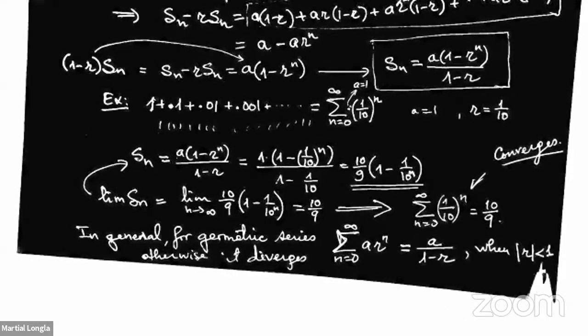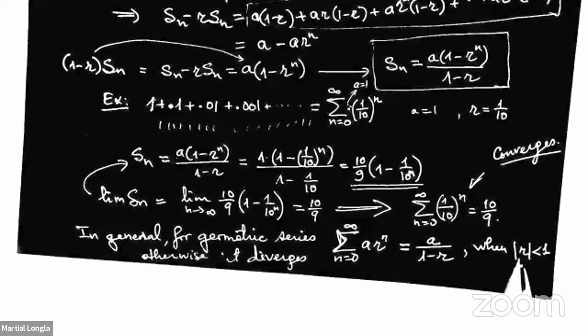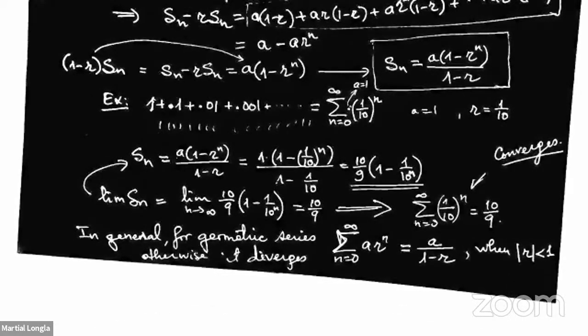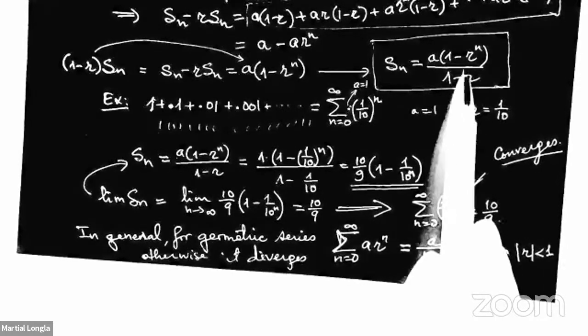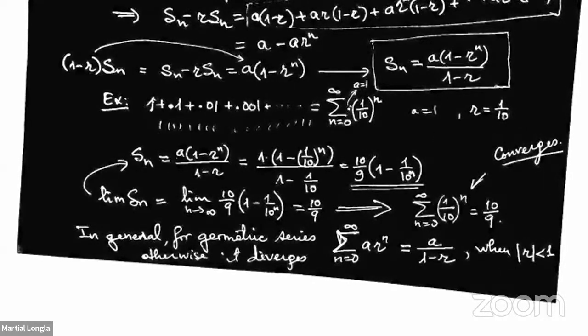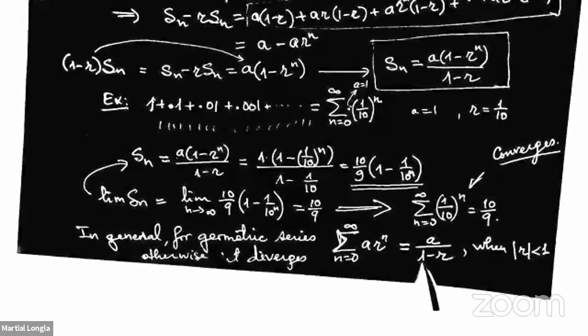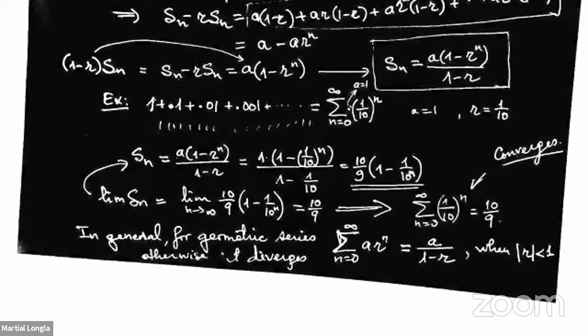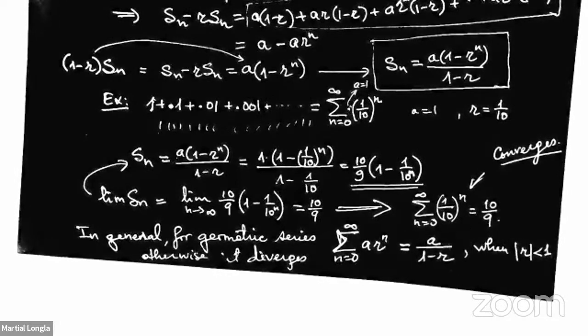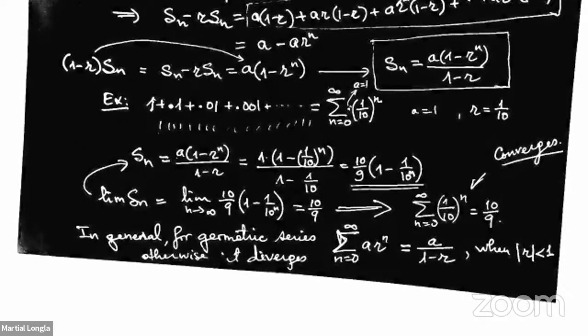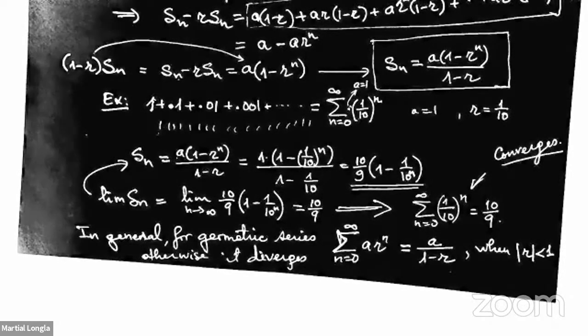But if the absolute value of r is not less than 1, then this limit either doesn't exist or is infinity, okay? Therefore, we say that the series diverges. The geometric series diverges when the absolute value of r is not less than 1. It converges to a over 1 minus r when the absolute value of r is less than 1. And this is an example of that. Questions?